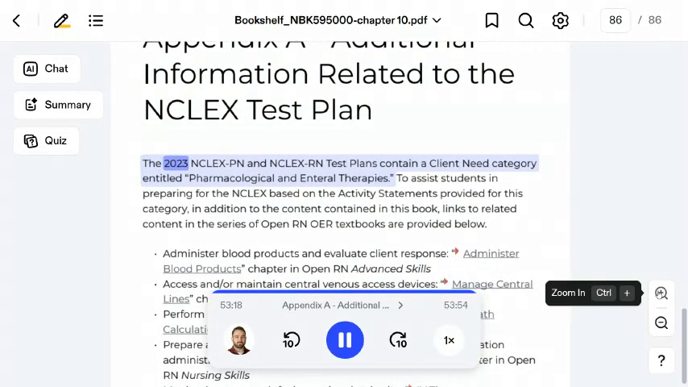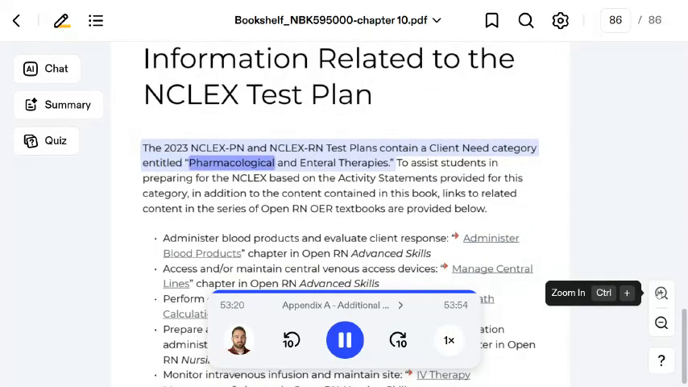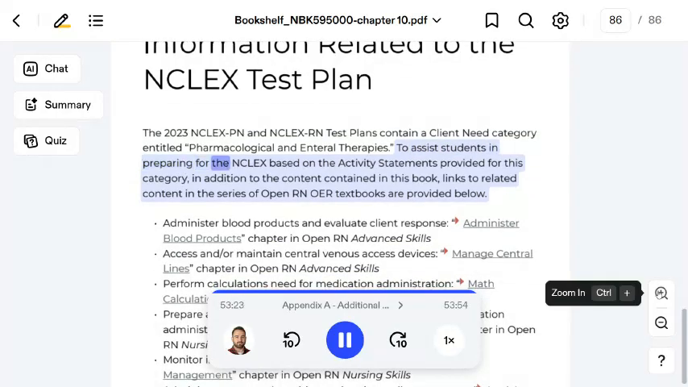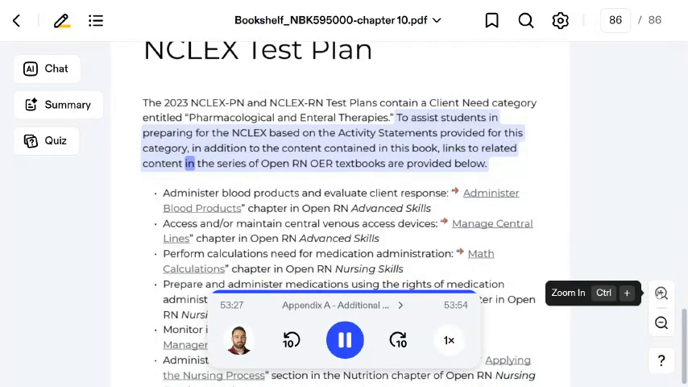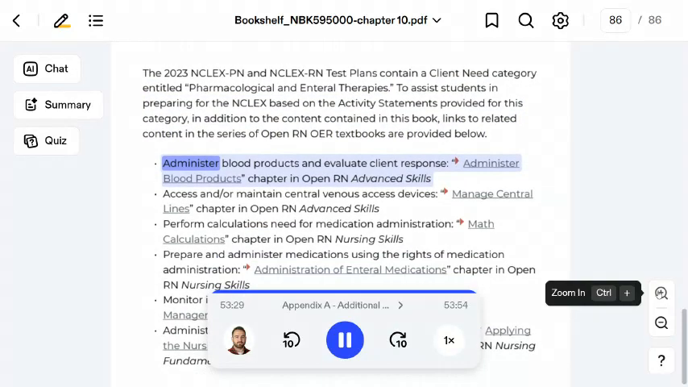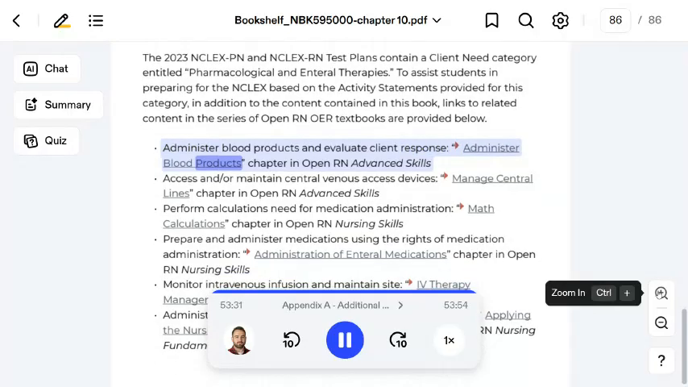The 2023 NCLEX-PN and NCLEX-RN test plans contain a client need category entitled Pharmacological and Enteral Therapies to assist students in preparing for the NCLEX based on the activity statements provided for this category. In addition to the content contained in this book, links to related content in the series of Open RN OER textbooks are provided below. Administer blood products and evaluate client response. Administer blood products chapter in Open RN Advanced Skills.